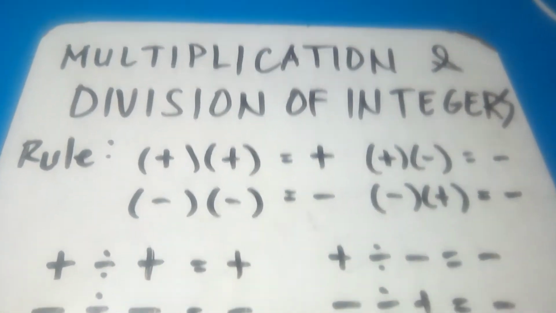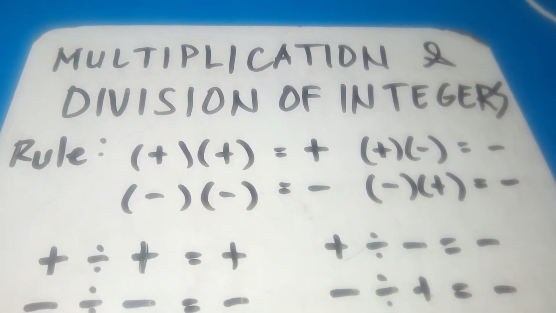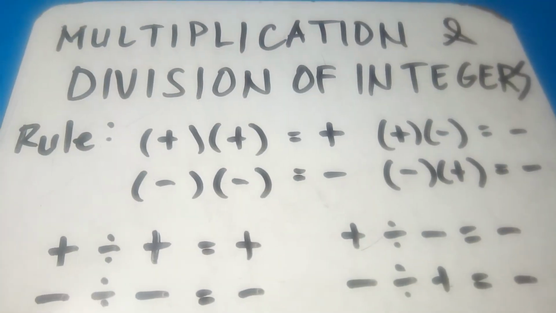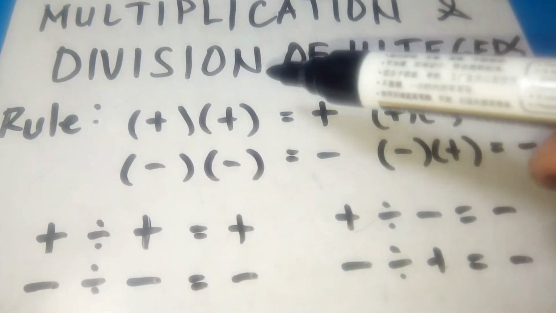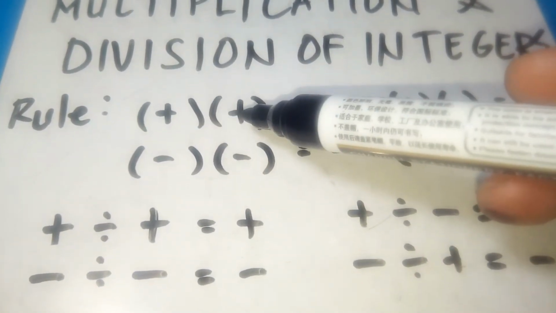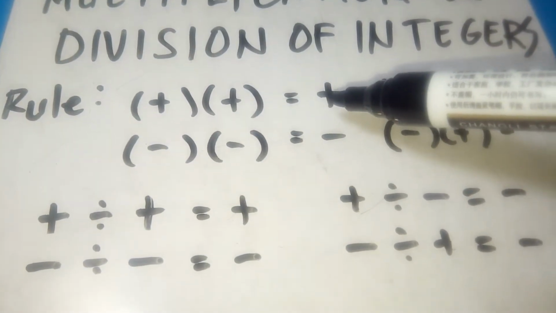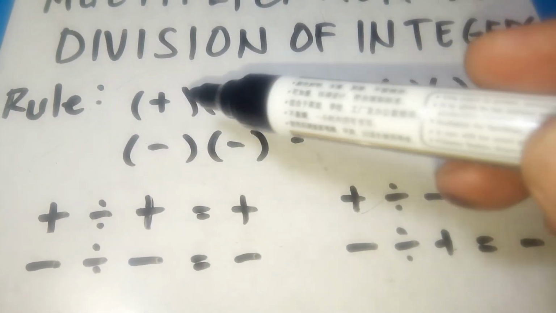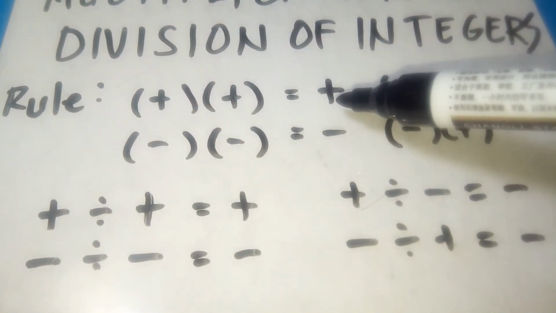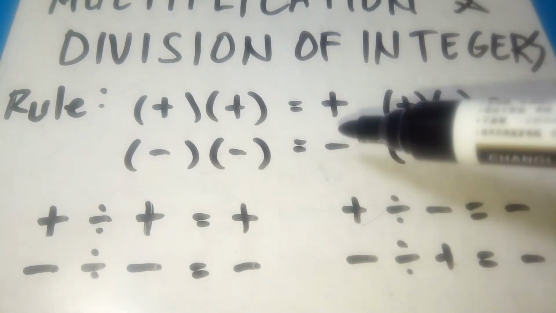This time I just want to explain to you multiplication and division of integers. So in dividing and multiplying integers, if both the factors, or the multiplicand and the multiplier, have the same sign, the product will always be positive. So a positive multiplied by a positive, the result is positive. A negative multiplied by a negative, the result will be positive.